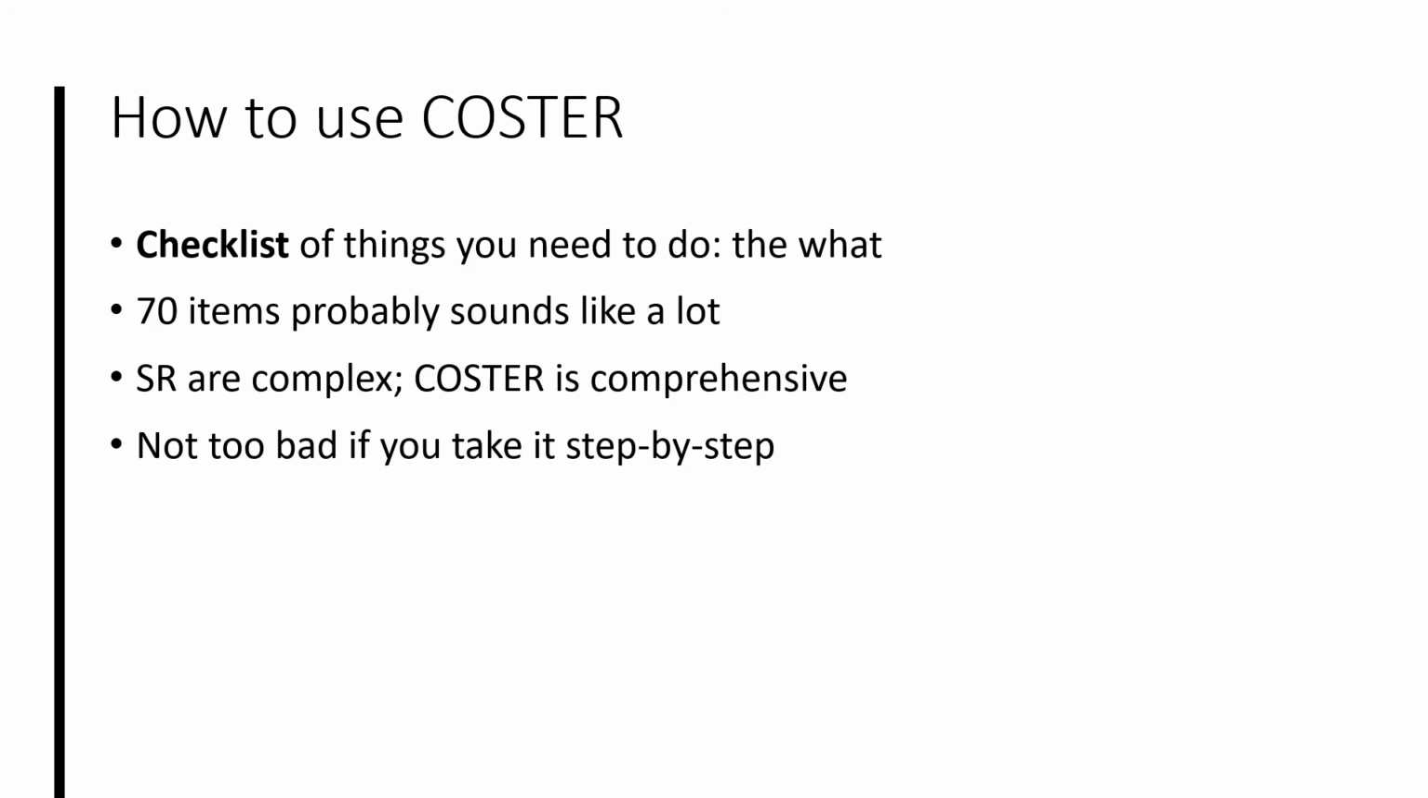Well, it does sound like a lot, but on the other hand, systematic reviews are pretty complicated projects which involve a lot of steps, and COSTER tries to provide comprehensive guidance for each of those steps, so it is going to end up inevitably being a pretty long list of things. However, if you think about a systematic review being a project that takes, say, 3 months to plan, 70 items over 3 months is maybe not so much. That's not even an item a day, and it's really not too bad if you take it step by step.